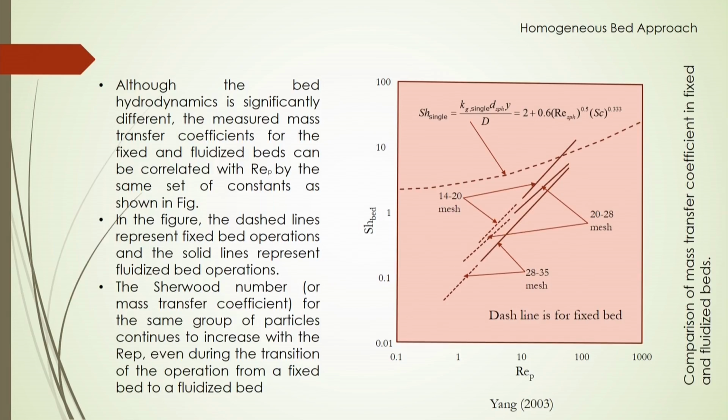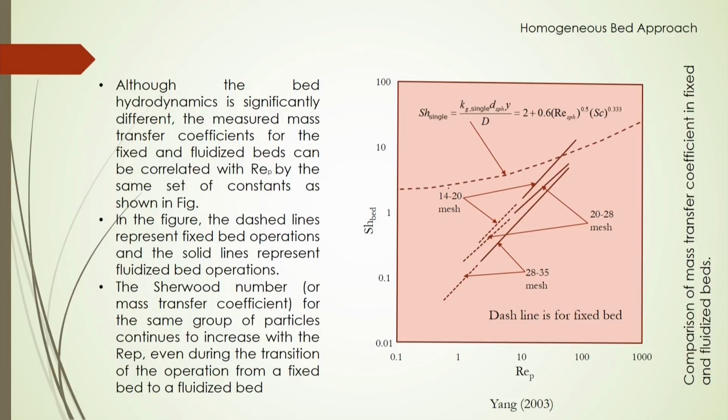Here, see in this figure, Young 2003 has given one chart for comparison of the mass transfer coefficient in a fixed bed and a fluidized bed. Here you will see that in this figure one dashed line is for the fixed bed operating condition, and this other dashed line is for the single particle operating condition.